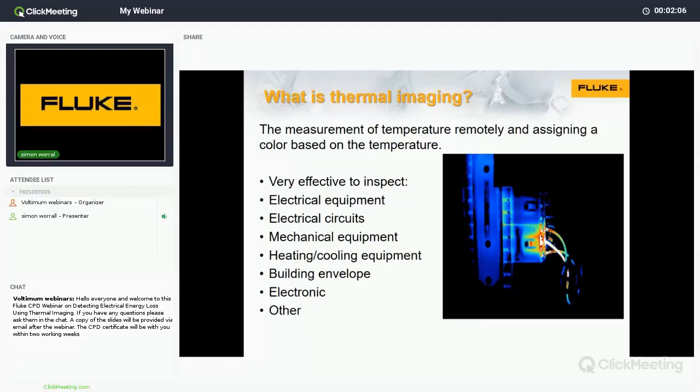It's very effective to inspect, and it covers all sorts of equipment. It can be electrical, electronic, mechanical, even biological. Thermal imagers are now used by vets to monitor muscles and strains within racehorses, for example. So we can do electric equipment, circuits, all the mechanical equipment. We can look at heating and cooling within your building and structure, the envelope itself, and there are many other applications where you can use thermography and thermal imaging.